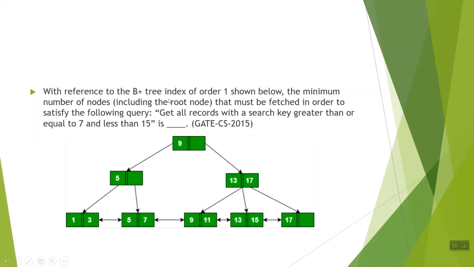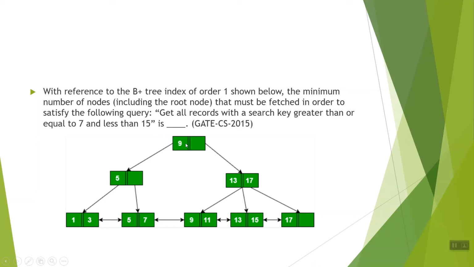The next, with reference to the B plus tree index of order 1 shown below, what is the minimum number of nodes, including the root node, that must be fetched in order to satisfy the following query: get all records with search key greater than or equal to 7 and less than 15. So how many nodes do we need to traverse?